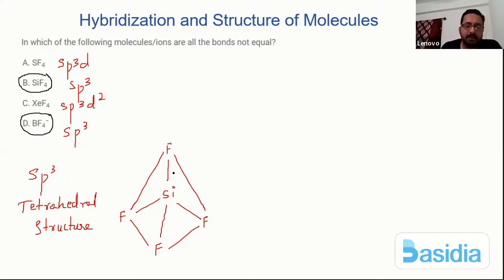So here what exactly happens? What are we trying to find? We are trying to find the bonds, correct? So in this case, all bonds are equal. Let us not forget that in this case, all bonds are equal.